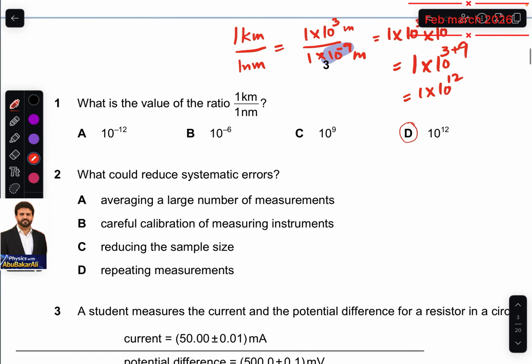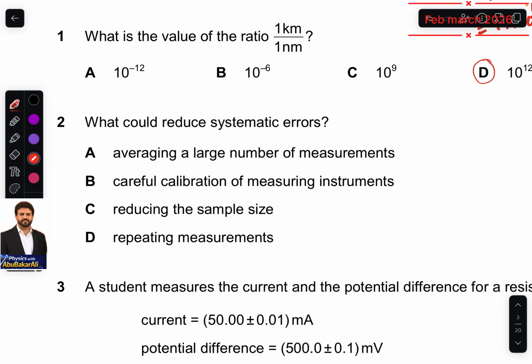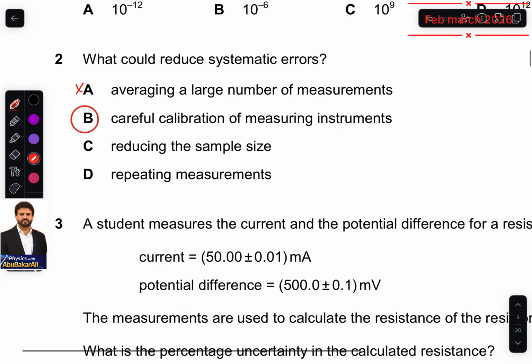Okay. Next question. Question 2. What could reduce systematic error? If you remember, there are two types of error. One is systematic, and the second is the random error. Systematic error is in the apparatus. So if you have to remove that error, what you have to do is careful calibration of the measuring instrument. This can't be A because averaging a large number of measurements will reduce the random error. Same as C, and D is also irrelevant.